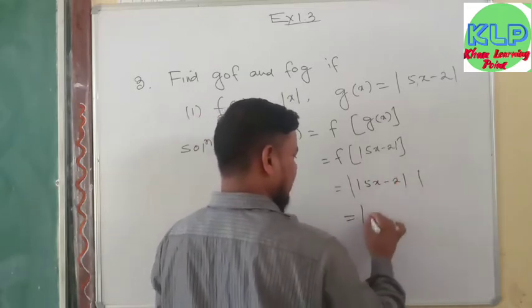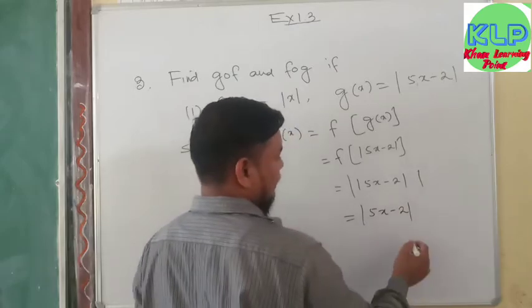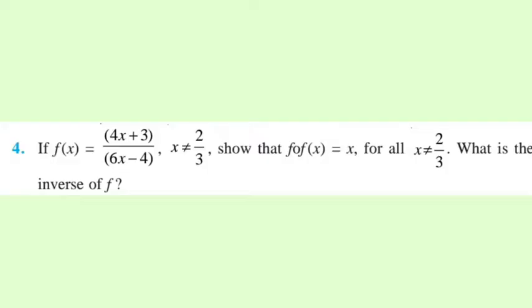Double modulus is nothing but modulus of 5x minus 2. This is the answer. f(x) is equal to (4x plus 3) divided by (6x minus 4), where x is not equal to 2 by 3. Show that f of f(x) is equal to x for all x not equal to 2 by 3. What is the inverse of f?